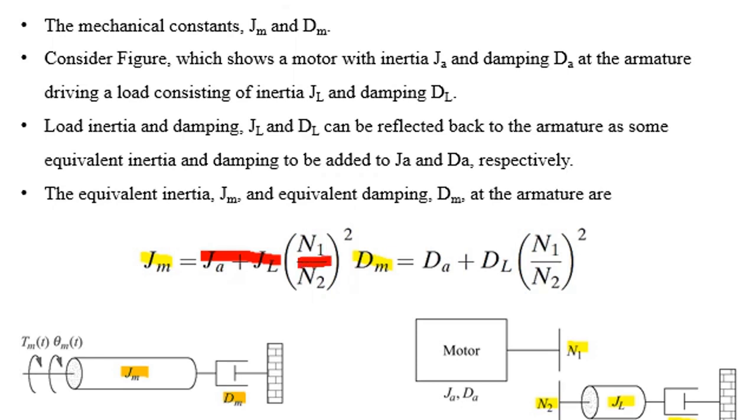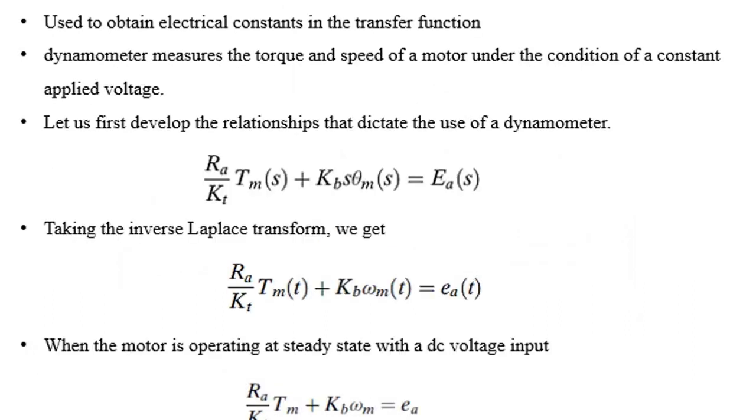where Jm is the inertia of the armature plus the inertia of the load reflected with the help of the gear ratio squared. Similarly, the equivalent viscous damping constant will be equal to the viscous damping constant of the armature plus the viscous damping constant of the load reflected with the help of the gear ratio squared. The equations of both quantities, equivalent motor inertia and equivalent viscous damping constant, are highlighted.